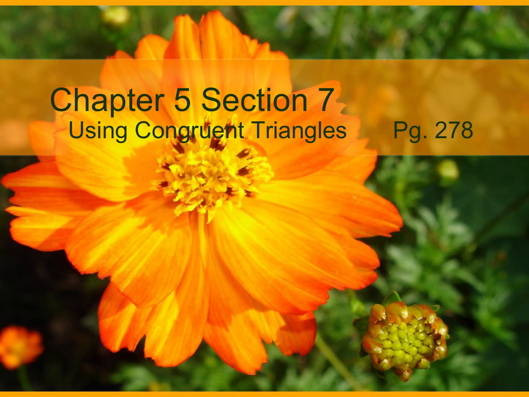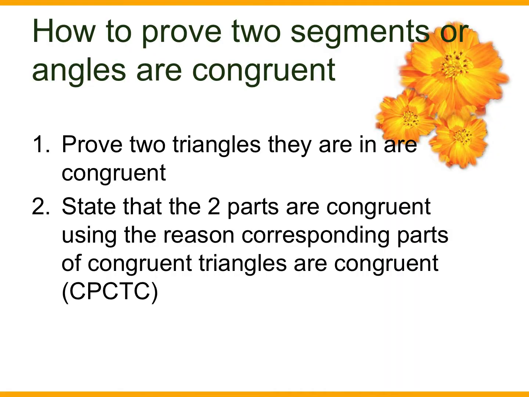So chapter 5, section 7, we're going to be using congruent triangles now. What we're going to do in this section is you're going to already have proven the two triangles are congruent by one of the 5 shortcuts. Then from there, we're going to be able to go back and find other congruent pieces of the triangle. So there's going to be how we can prove two segments or two angles congruent. First, we have to prove that the two triangles are congruent.